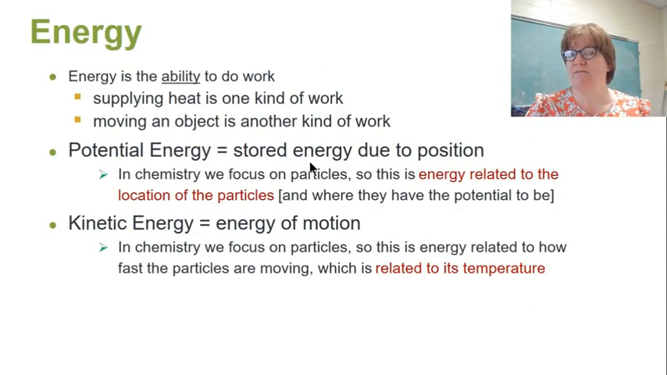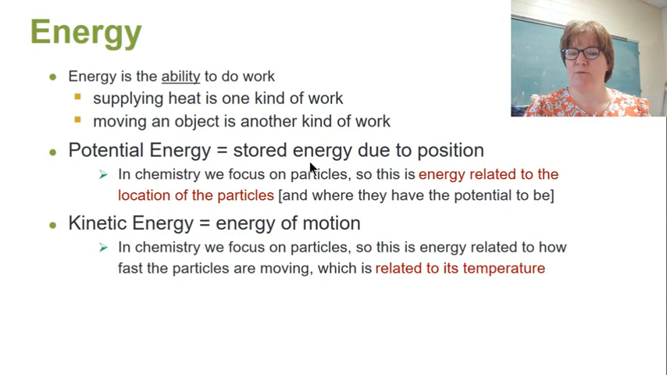Energy is defined, and it's really more in the physics realm, but again, there is no science that's separate unto itself. They all interact. Energy is defined as the ability to do work. It has the ability to supply heat, for one way that it can happen, or it has the ability to move an object. That would be another kind of work. It's a kind of amorphous thing to say what energy is, although we have an intuitive sense of it. We're going to break up energy into potential and kinetic energy.